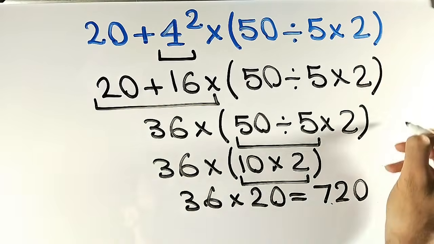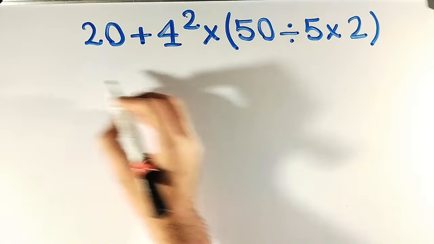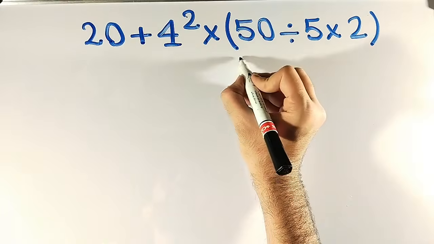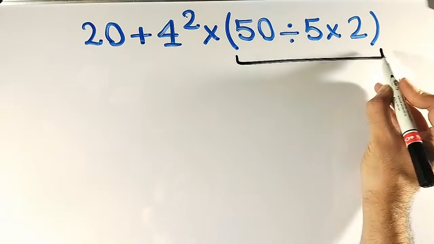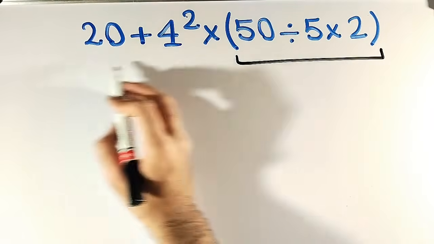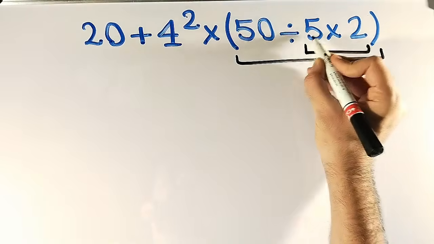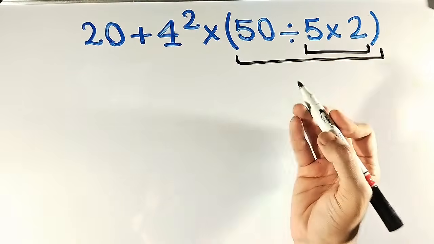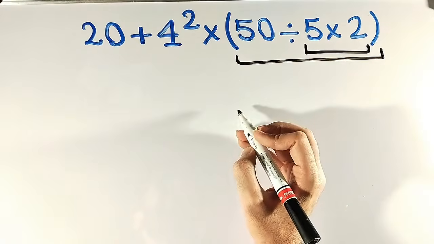However, this answer is actually incorrect. Also, some other people when solving this question first go for the expression inside the parentheses because they believe parentheses have a higher priority than the other operations. And they stop with the multiplication between 5 and 2 because they think multiplication has a higher priority than division.